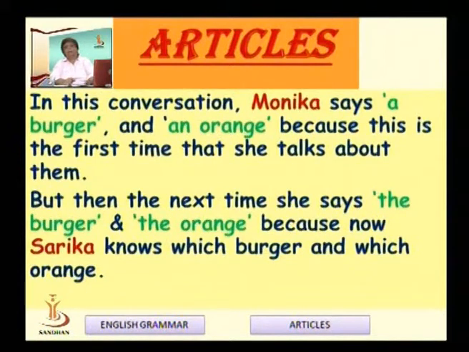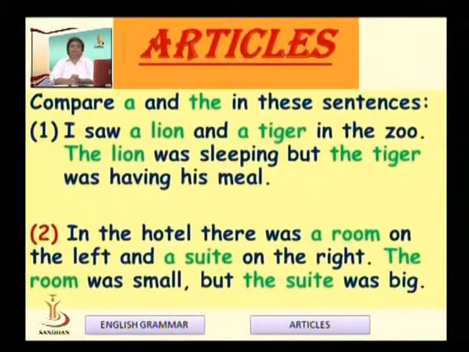We'll take a few more examples. Perhaps that will make things very clear. Let's take these examples. Compare a and the in these sentences. Look at the first sentence. I saw a lion and a tiger in the zoo. The lion was sleeping, but the tiger was having his meal.